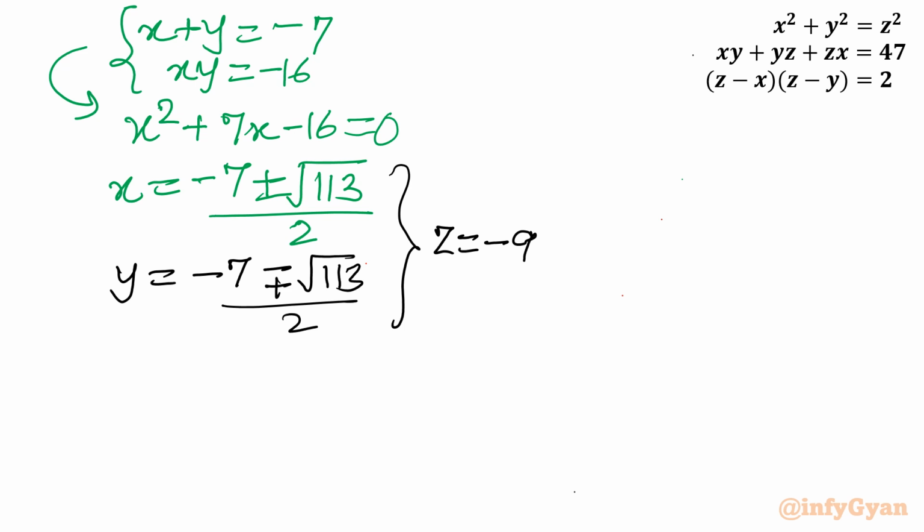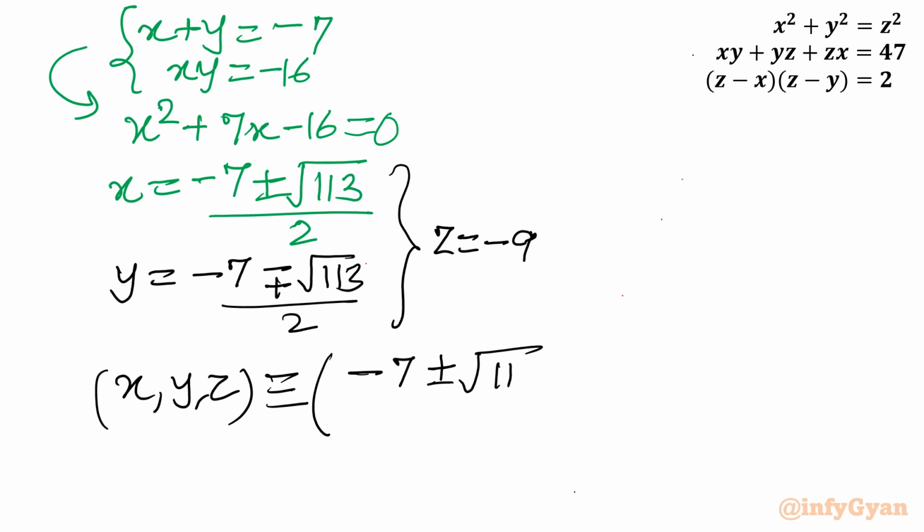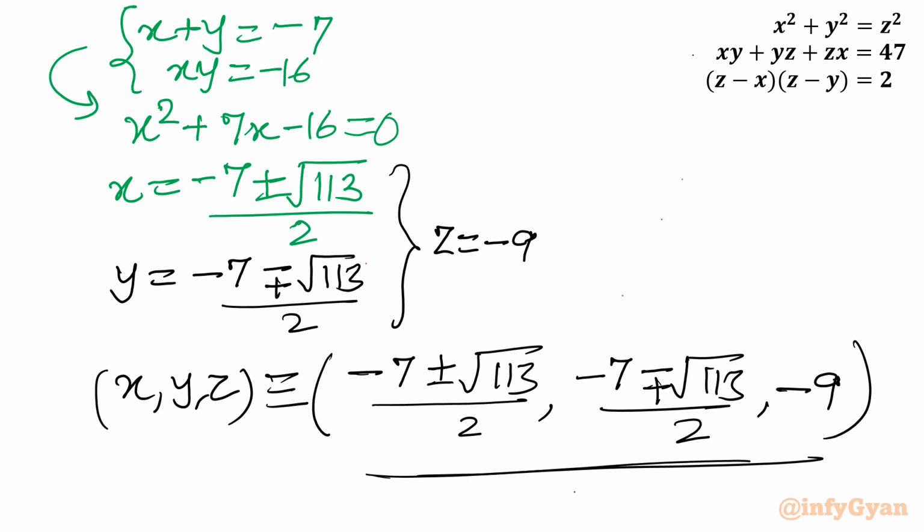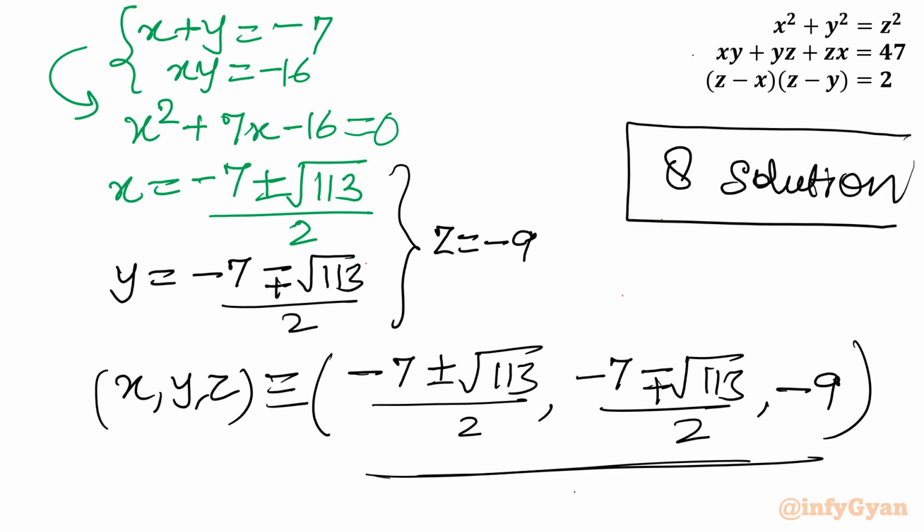So let me write both the solutions. So that value will be x, y, z equal to minus 7 plus minus square root 113 over 2, comma, meaning once it is plus, then we have to write here minus plus square root 113 over 2, and last z value is minus 9. So how many solution sets are there? 8 solutions overall, 2 solutions from each of the systems of equation.